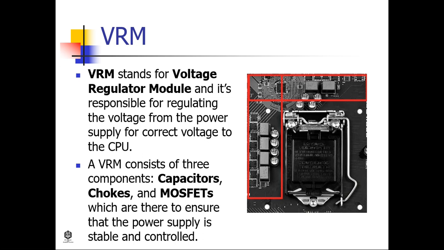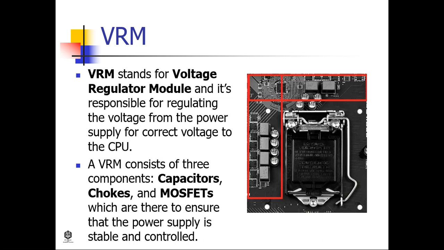VRM. VRM stands for Voltage Regulator Module and is responsible for regulating the voltage from the power supply for correct voltage to the CPU. A power supply has a +12 VDC EPS power connector that is responsible for supplying the voltage to the VRM, and the VRM converts the 12V into a voltage of somewhere between 1.1 V to 1.4 V, which depends on various factors. A VRM consists of three components: capacitors, chokes, and MOSFETs, which are there to ensure that the power supply is stable and controlled.